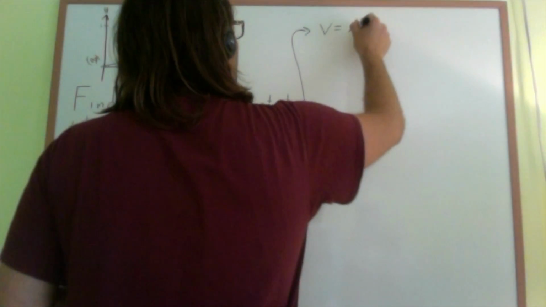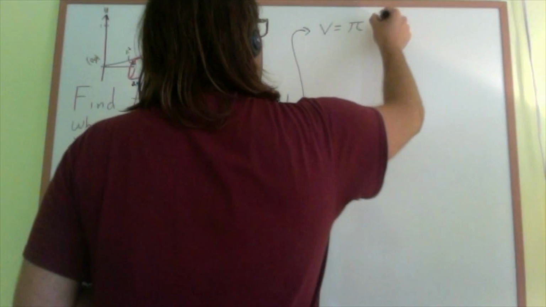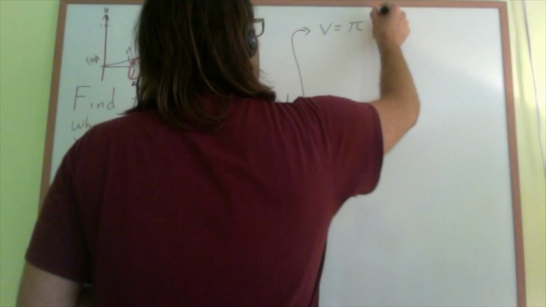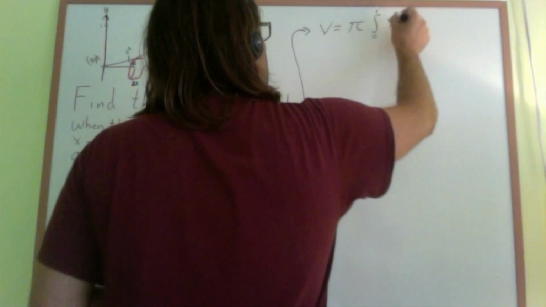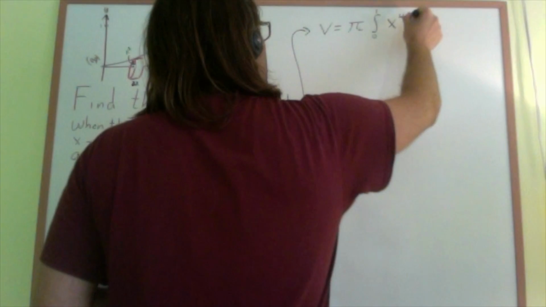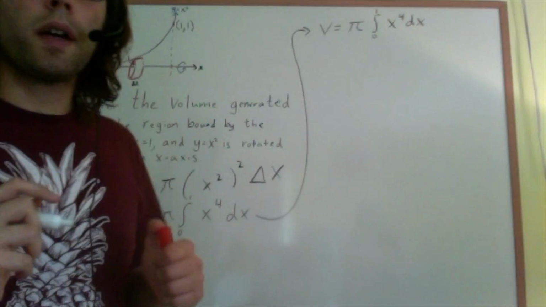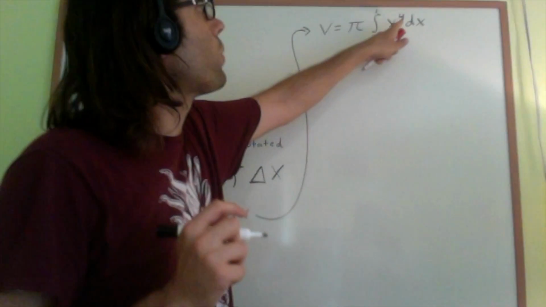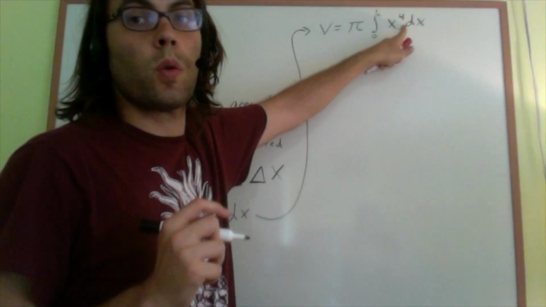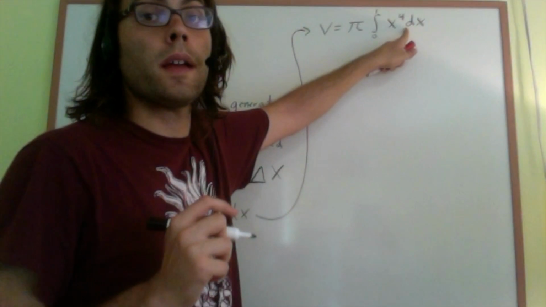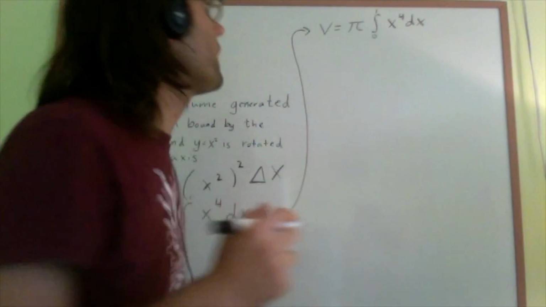V is pi times the integral from 0 to 1 of x to the fourth dx. All right, so now what we do is we add 1 to the power and divide by the new power. That's the power rule for integrals.